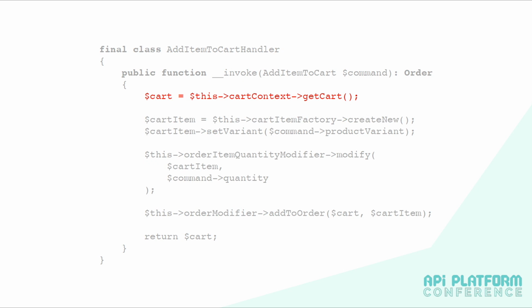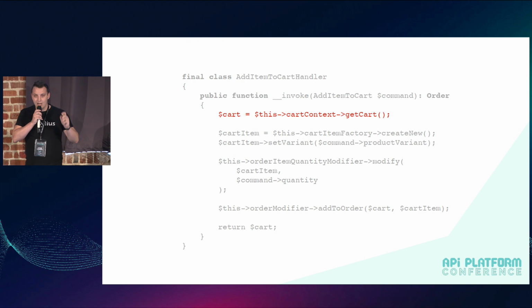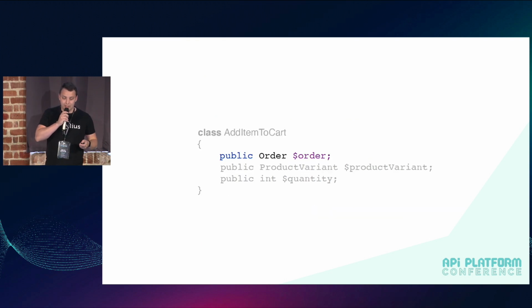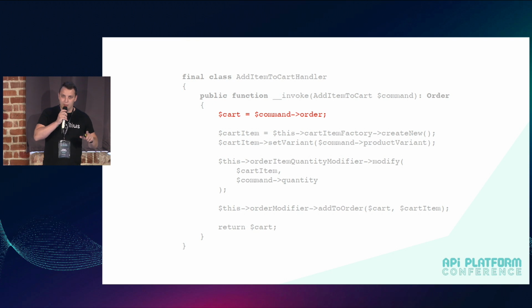And the problem is this line. So, of course, the first issue that we had was that for the add to cart command, even though you're sending it with its body, with this product variant and this quantity, we still need to know about the cart or order object itself. Of course, pretty simple to solve. Just put also the order to the command itself. And this is how you can solve it pretty quickly.